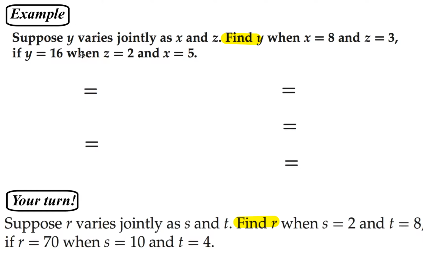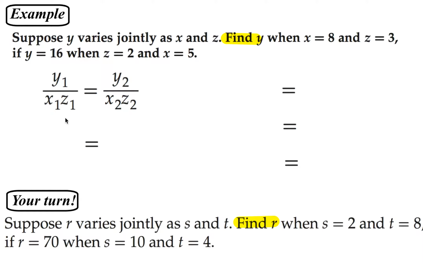So here's another example. This is a joint variation. y varies jointly as x and z. We want to find y when x is 8 and z is 3, if y is 16 when z is 2 and x is 5. So here's our joint variation equation. When we solve it for k, this is what we get.